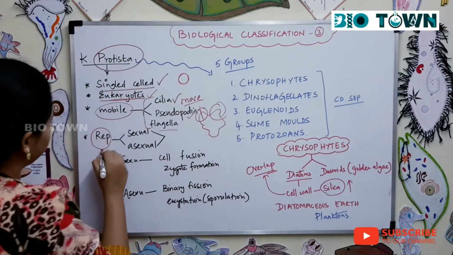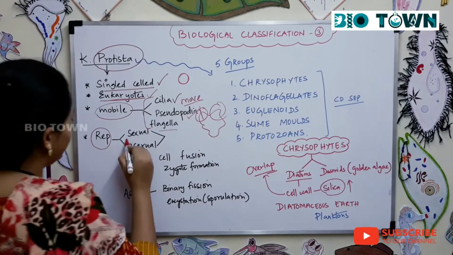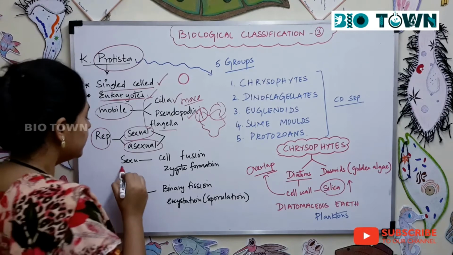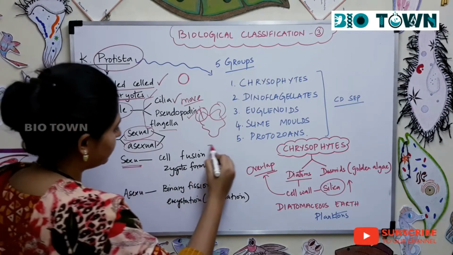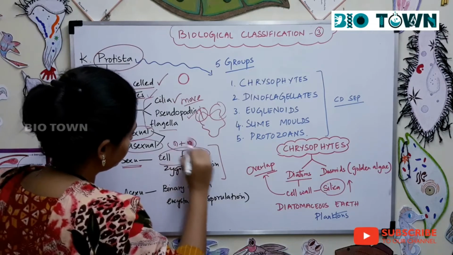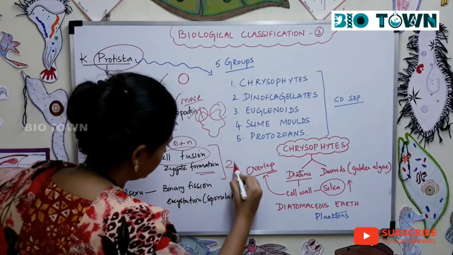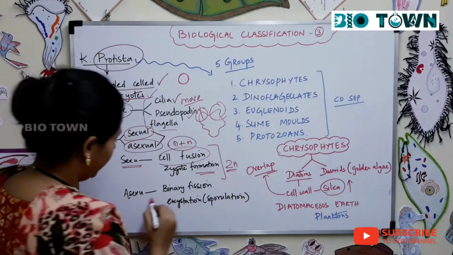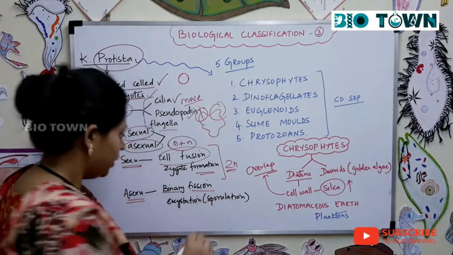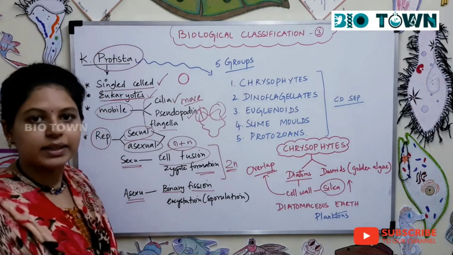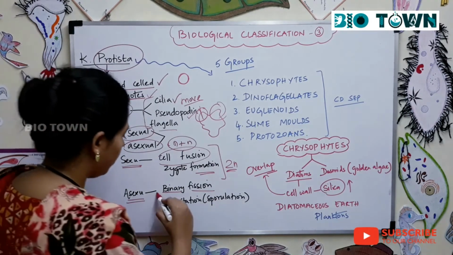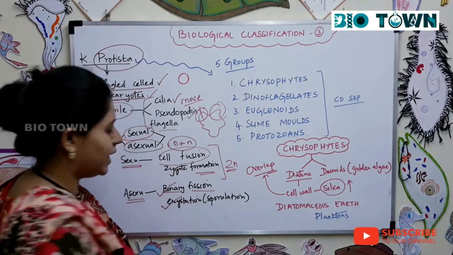Now next we'll talk about reproduction. They undergo both sexual and asexual reproduction. Sexual reproduction is by cell fusion, so two of these cells fuse together and form a zygote. Next, asexual reproduction is by binary fission. In my earlier classes I taught you the different types of asexual reproduction, right? In that we saw binary fission as well as encystation.